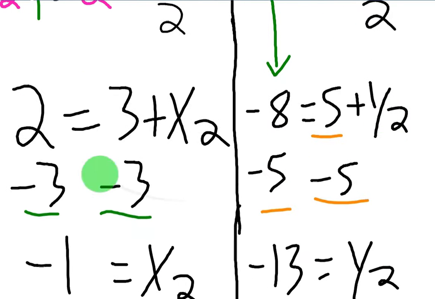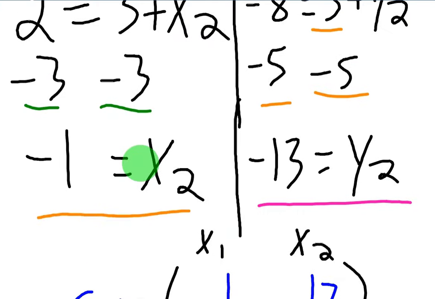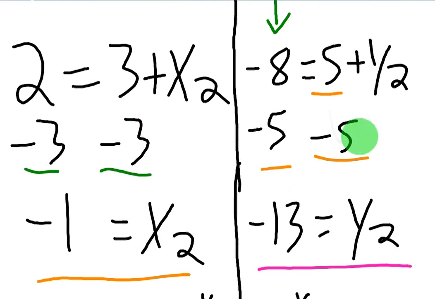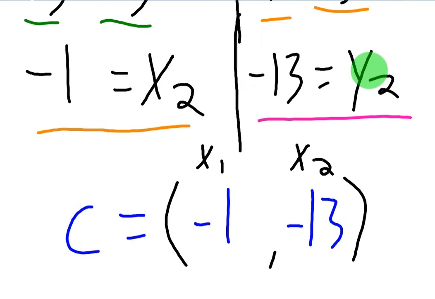To solve from here, to solve for x2, we subtract 3 from both sides, and we get -1 equals x2. On the right, to solve for y2, we subtract 5 from both sides, we get -13 equals y2. And that actually answers our question. (x2, y2) is the x and y values of our C point, so C is equal to (-1, -13).